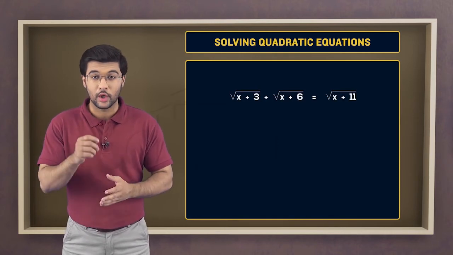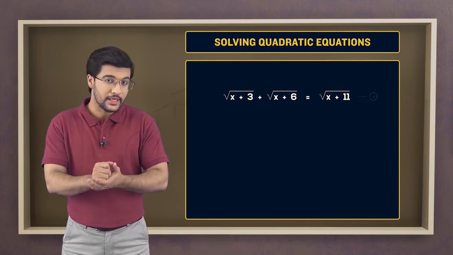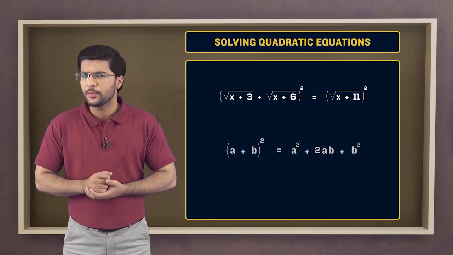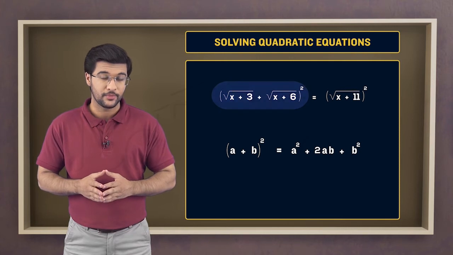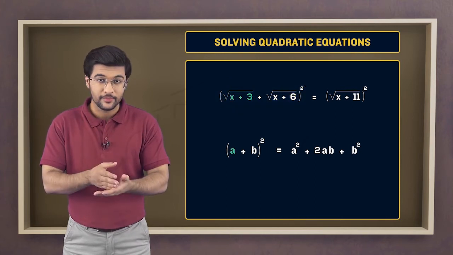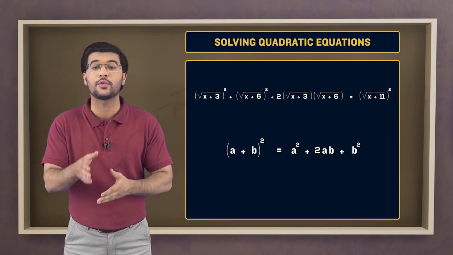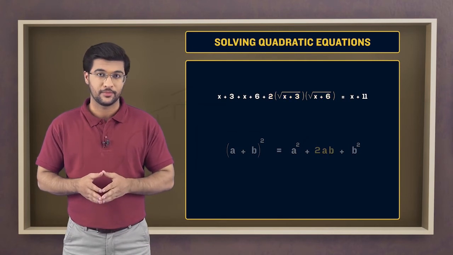So this is what we have. Label it as equation 1 first. Then square both sides of the equation. Remember this formula? Apply it on this side of the equation. Here this is A and this is B. So their squares will get them out of the square root. And here's the 2AB part.